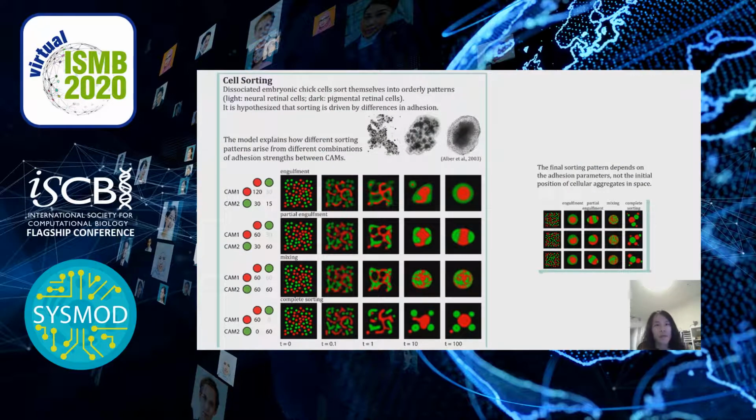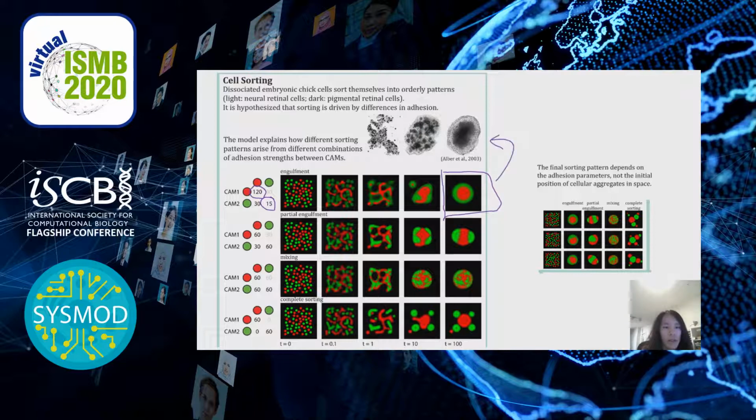One scenario that we can model with this approach is cell sorting. In classical experiments, it's been demonstrated that cells with greater adhesive properties move towards the center of aggregates as they sort, while cells with lower adhesiveness get pushed towards the outside of the aggregate. If we encode high adhesive strength in the red population and low adhesive strength in the green population, we do indeed get this sorting as in the experimental data.